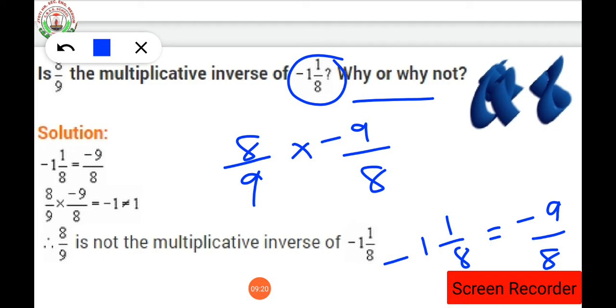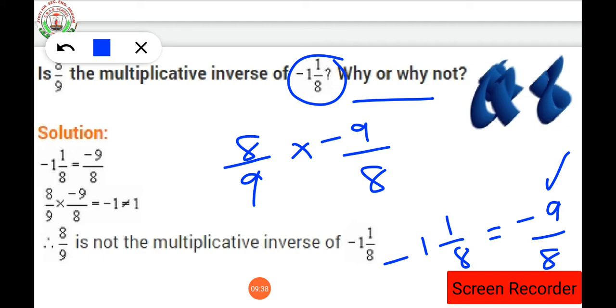वो 8 by 9 जो है वो... सॉरी 8 by 9 नहीं, 9 by 8. What we are having? Minus 1 by 8 we are having, that we had converted into improper fraction. So what the answer we are getting? That is minus 9 upon 8.